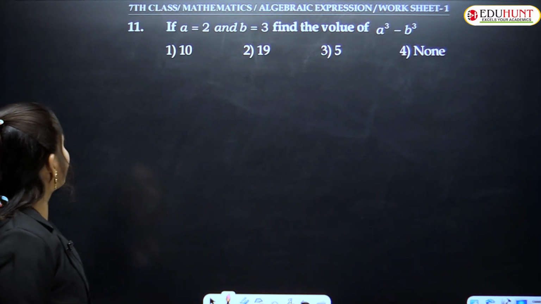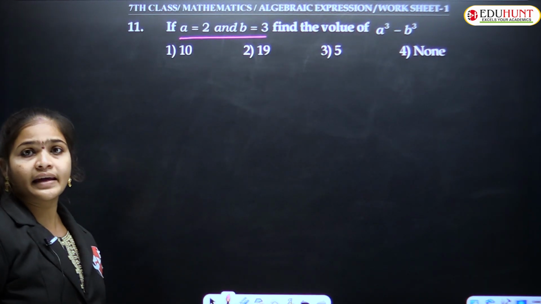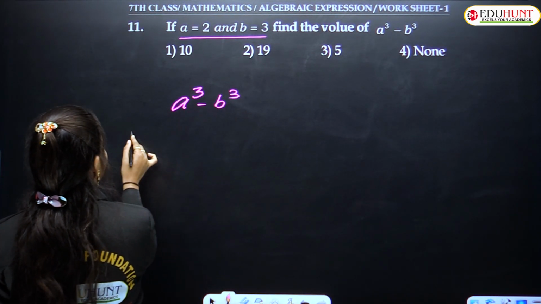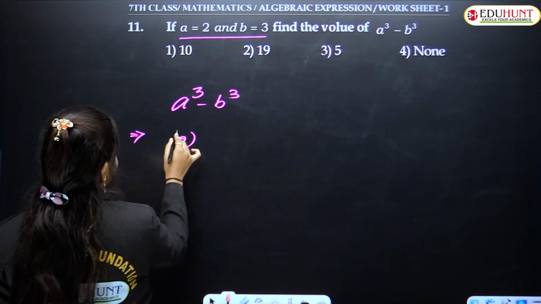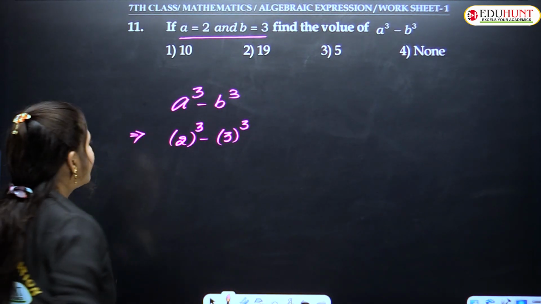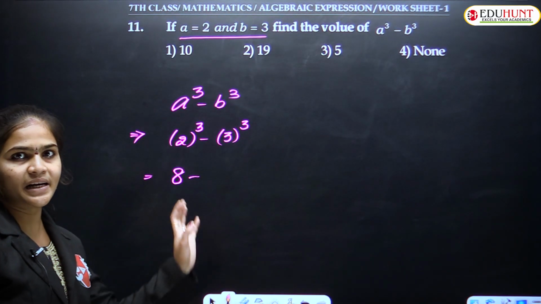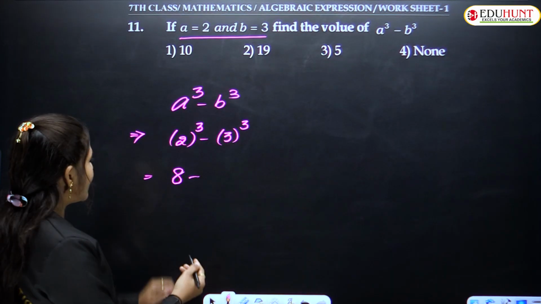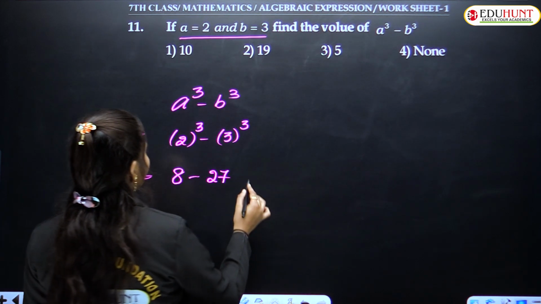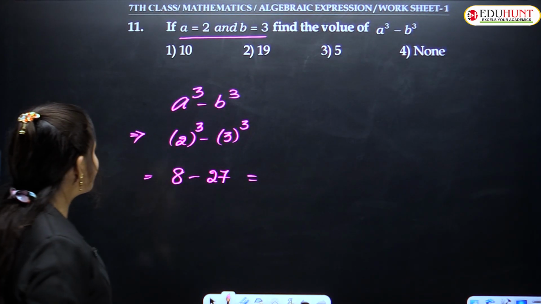Okay. Yes. Next, the 11th one says that if a is equal to 2, b is equal to 3, then here we need to find out the value of a cube minus b cube. So a is equal to 2 cube, minus b is equal to 3 cube. Now 2 cube is equal to 8, and 3 cube means 3 multiplied by itself 3 times, no? So that is 27. 3 threes are 9, 9 threes are 27. So which is equal to 8 minus 27, which is equal to minus 19.